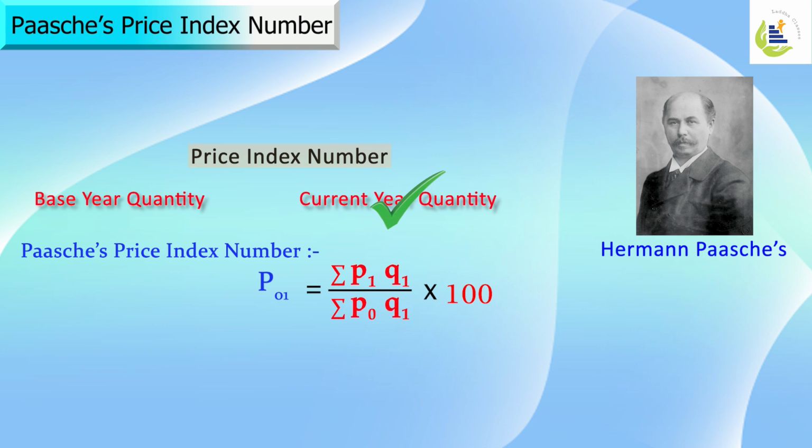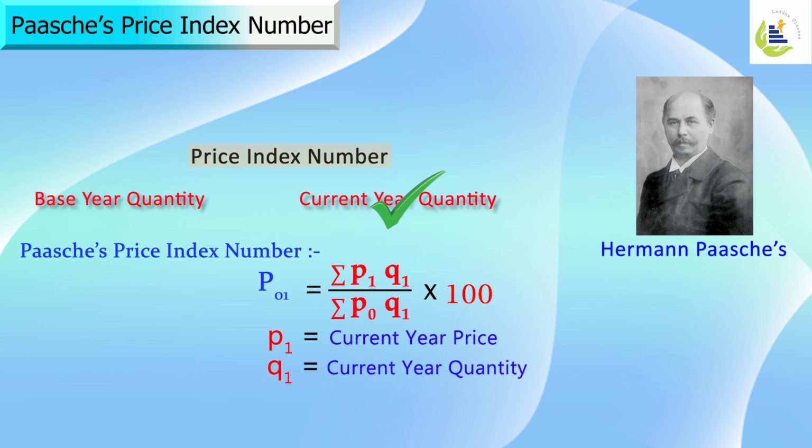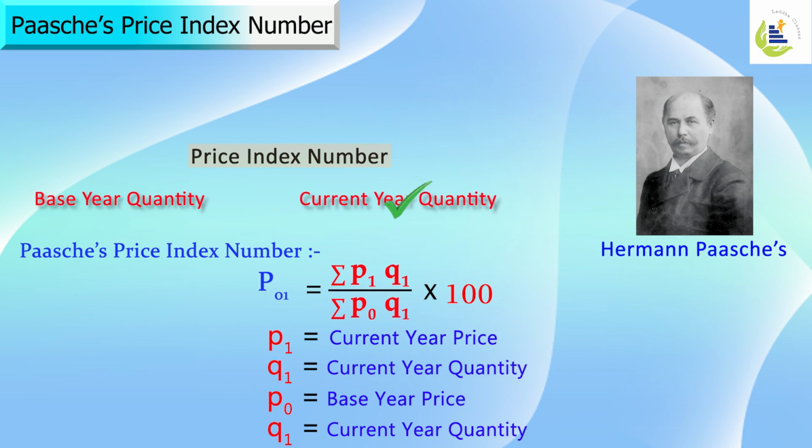So for the weighted aggregate price index number P01 for Paasche's, the numerator will be summation of P1, that is current year's price, into the weight, current year's quantity Q1, over the base year's price summation of P0 into the weight, that is current year's quantity Q1, into 100. So in a nutshell, the formula for Paasche's price index number is summation of P1 Q1 upon summation of P0 Q1 into 100. According to Paasche's, the weight taken is current year's quantity.